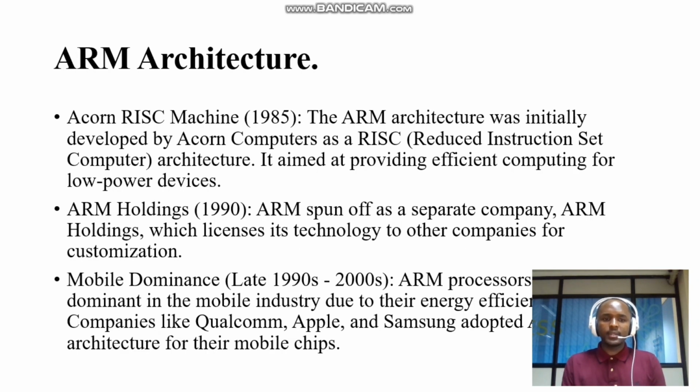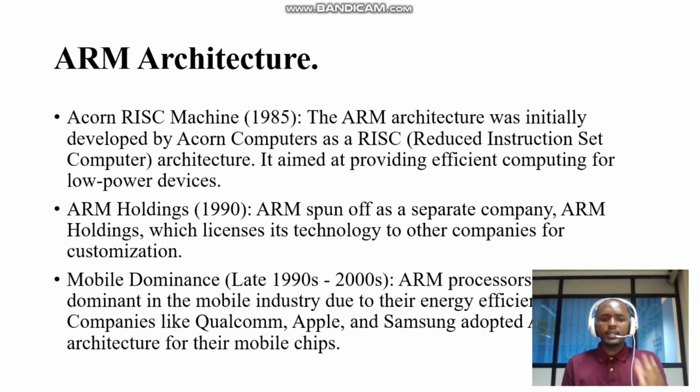To proceed ahead, we shall talk about the ARM architecture, which is the Acorn RISC Machine, in 1985. The ARM architecture was initially developed by Acorn Computers as a RISC, reduced instruction set computer, architecture. It aimed at providing efficient computing for low-power devices. ARM spun off as a separate company, ARM Holdings, which licenses its technology to other companies for customization.